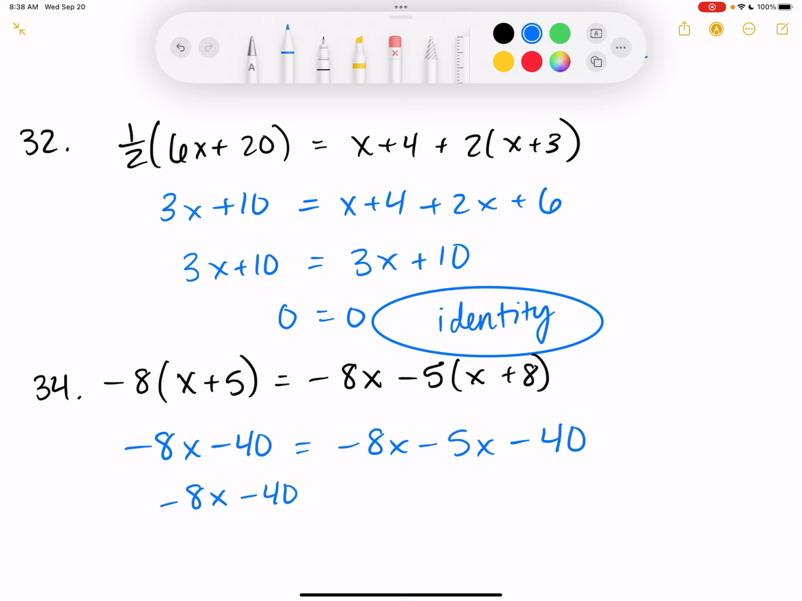-8x minus 40 equals -13x minus 40. Now what?